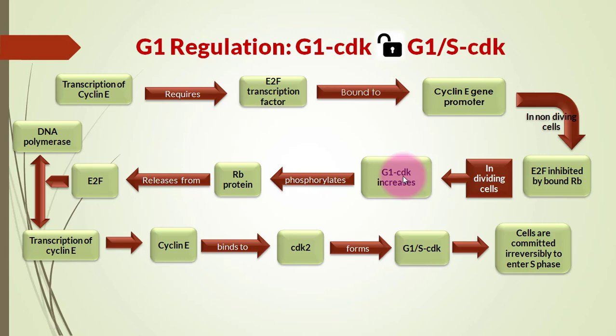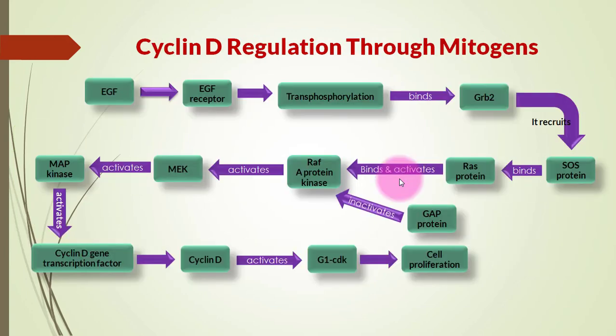What governs the formation of these complexes is the synthesis of cyclins. CDKs are normally there in the cell. So the production of cyclin means the formation of the complex. No cyclins, that means no complex. So now we go one step further.